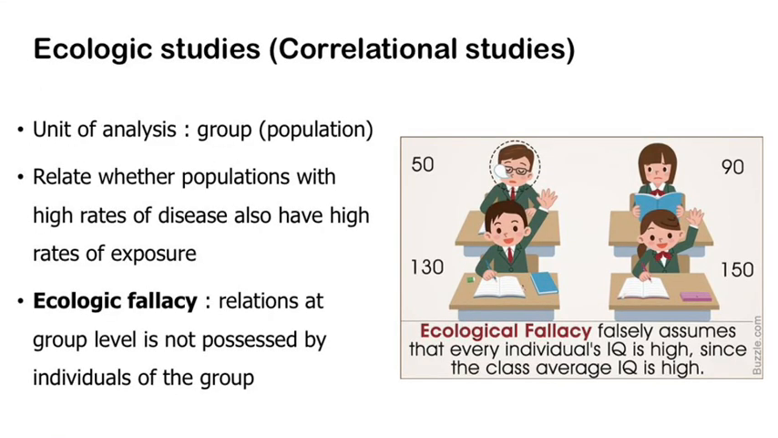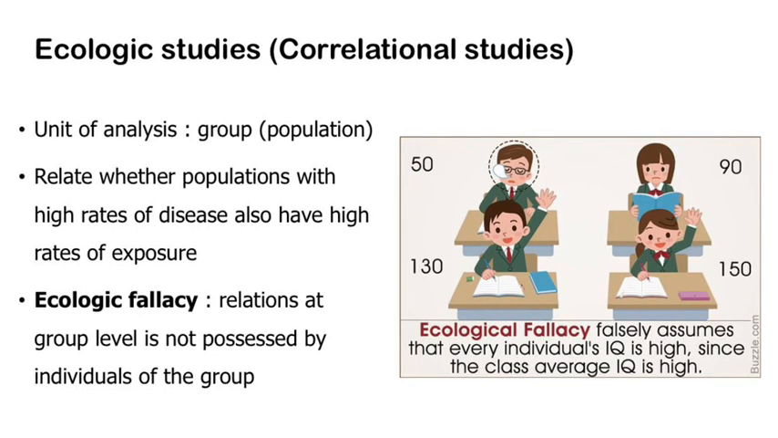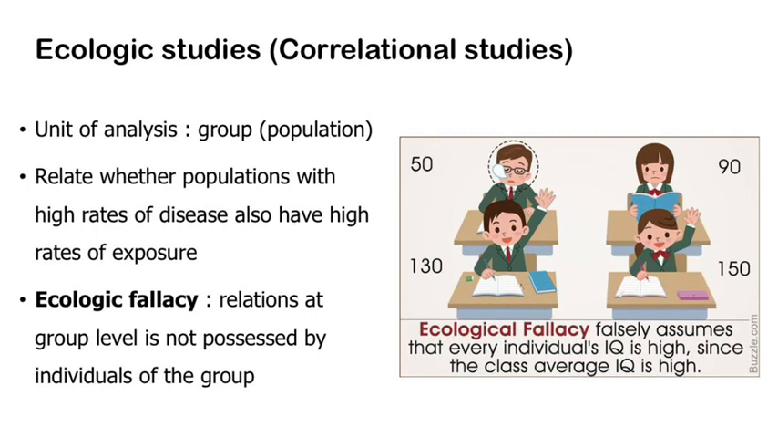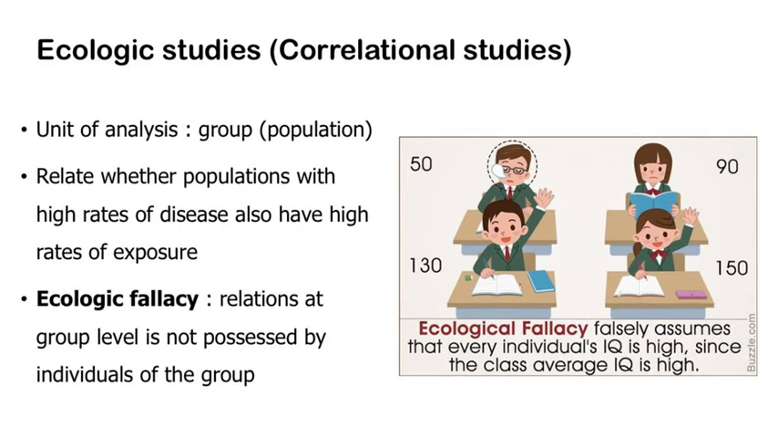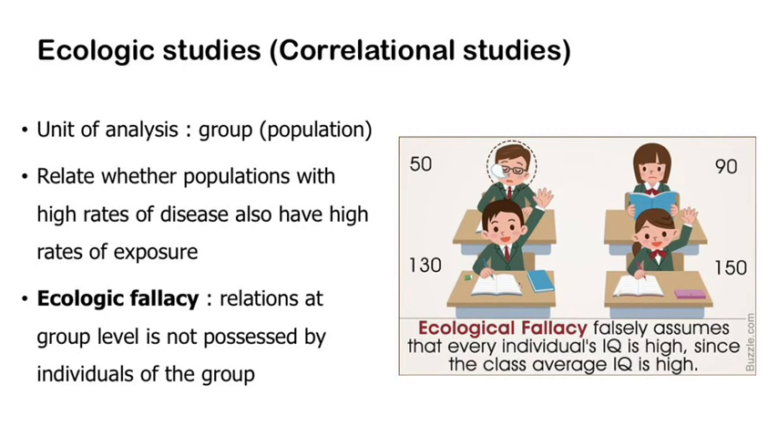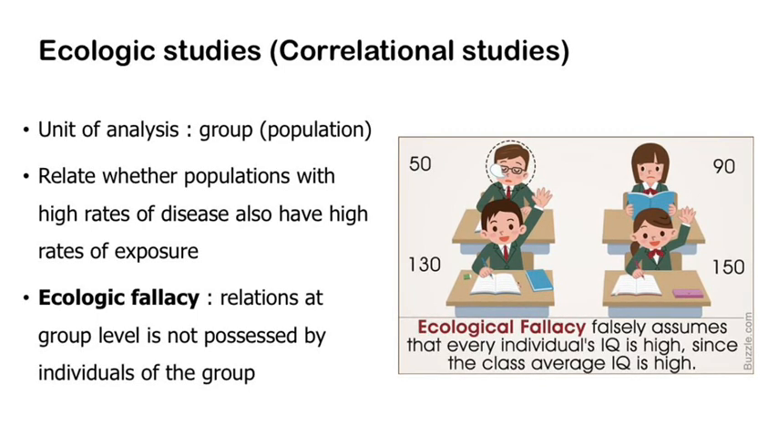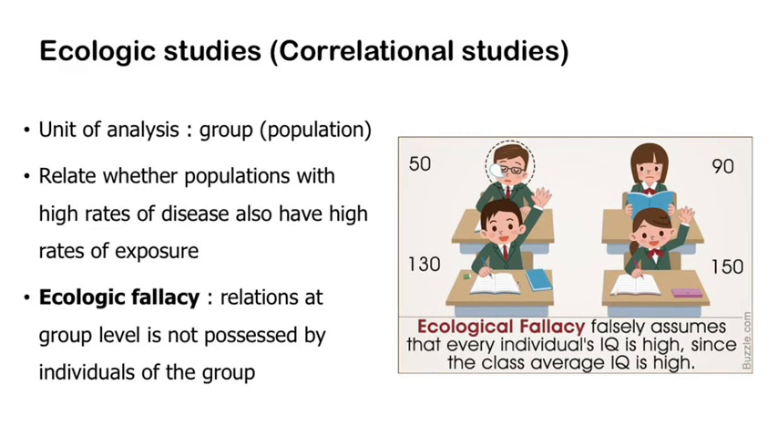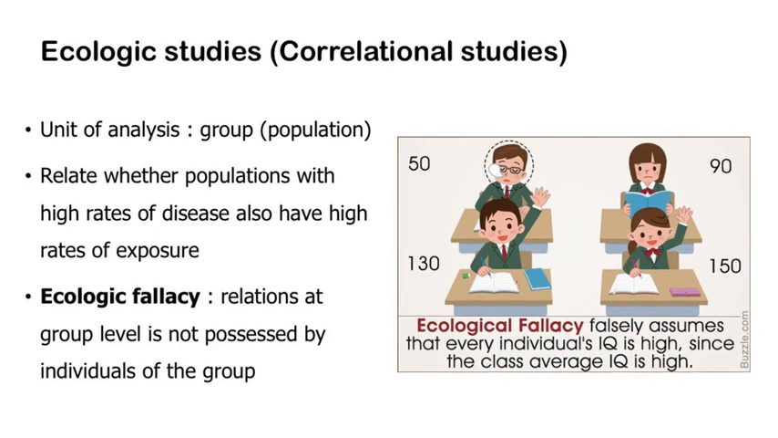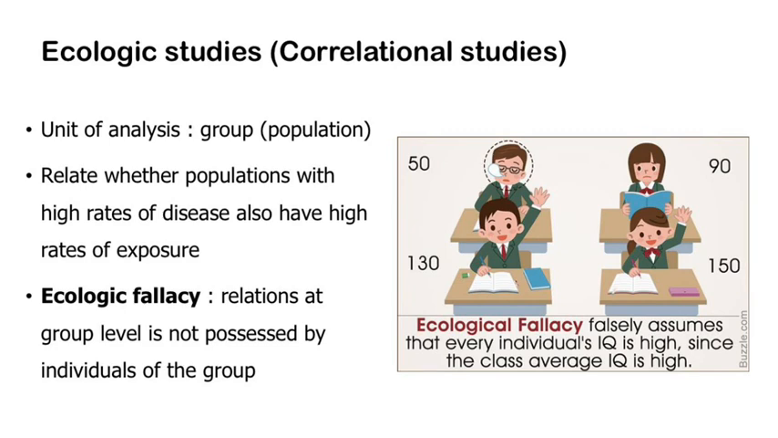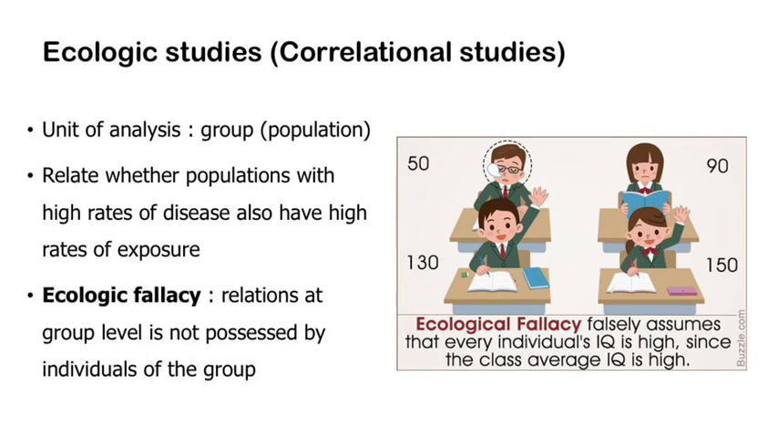Ecologic studies, also known as correlational studies. The study unit is population. In this study, the population with high rates of disease are related to population with high rates of exposure. The disadvantage of this study is ecologic fallacy. The relation of exposure and outcome at the group level need not hold true for the relation of exposure and outcome at the individual level.